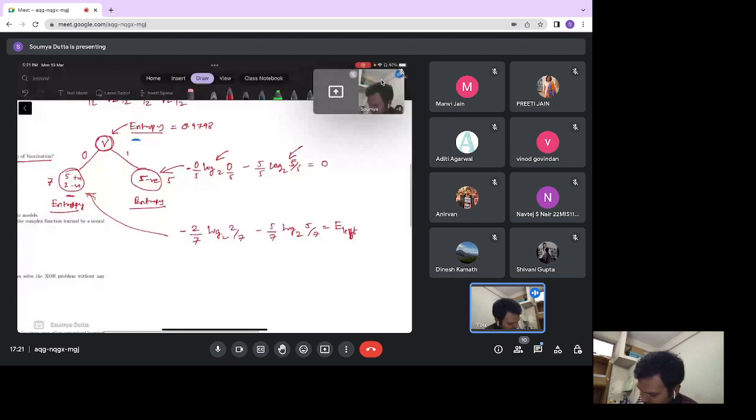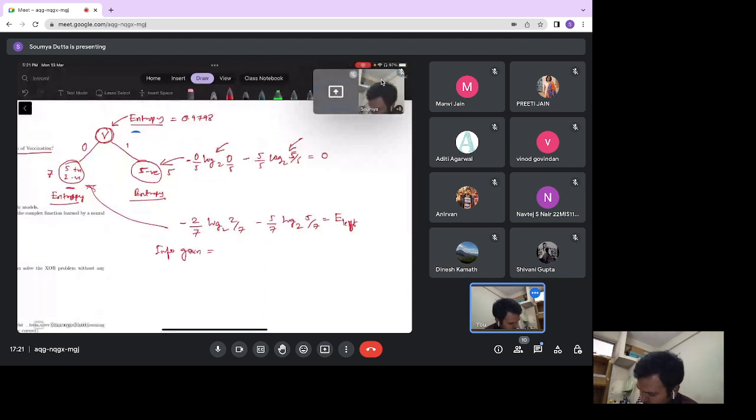In order to find the information gain, your initial entropy was this, and now your entropy is a weighted sum of the left node and the right node. Why a weighted sum? Because you have 12 data points here and you have 7 and 5 data points here, and therefore the entropy of the left node should be multiplied by 7 by 12, and the right needs to be multiplied by 5 by 12. That is anyway 0. So this would be minus 5 by 12 into 0 minus 7 by 12 into E left. Whatever E left gives, you multiply that by 7 by 12 and subtract that from 0.9798, and that would be your information gain.